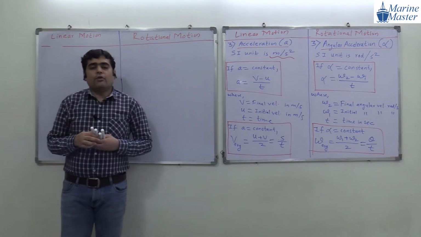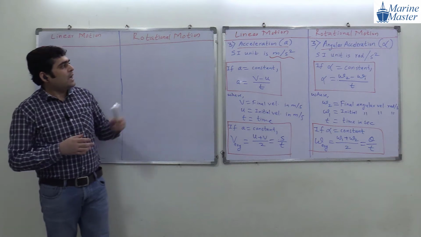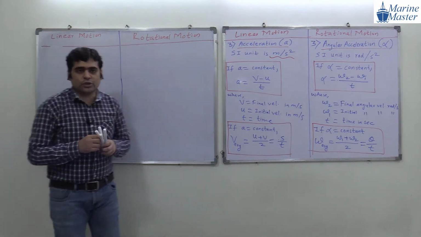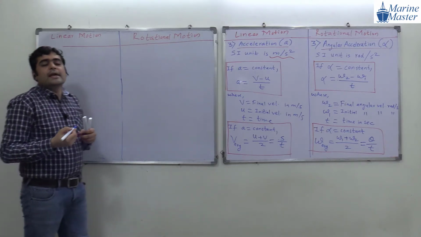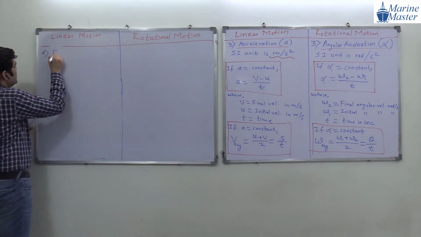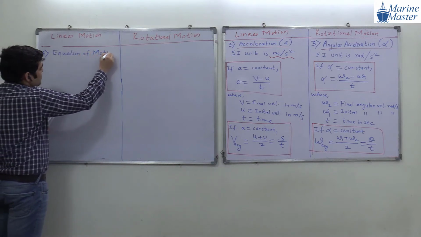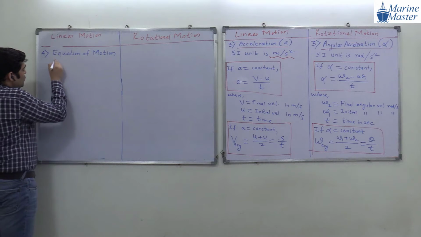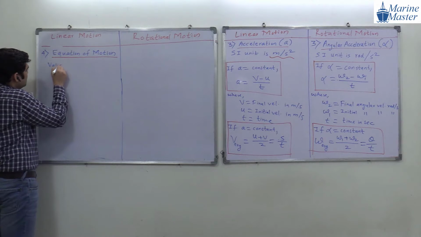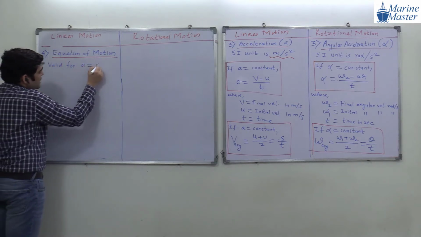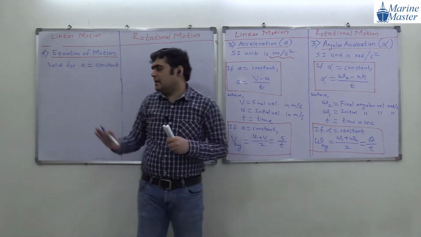Now, what is the next point we studied in linear motion after acceleration? What will be the fourth point? Equation of motion. Very good. Don't write anything for now, just observe what is the condition for validity. It is valid when A is equal to constant. When acceleration is constant, then and only then we can apply the equation of motion.